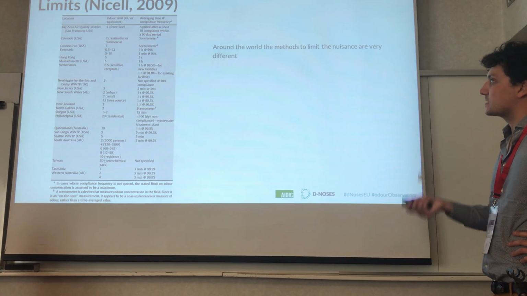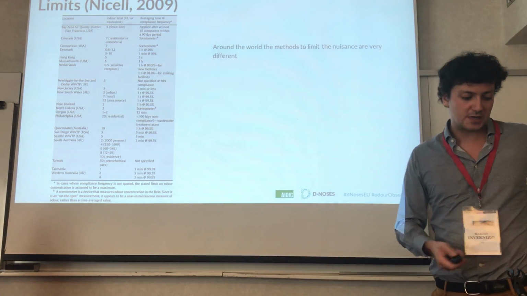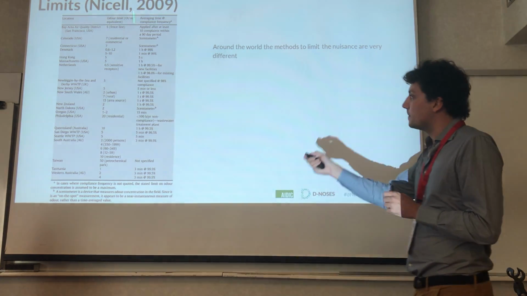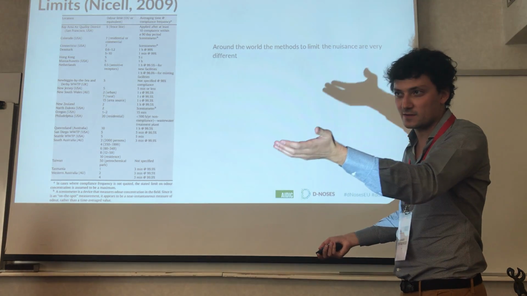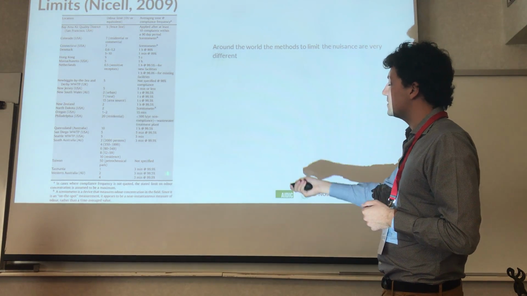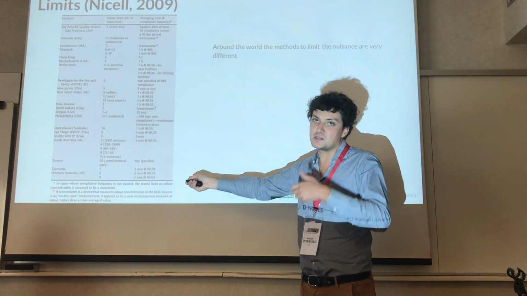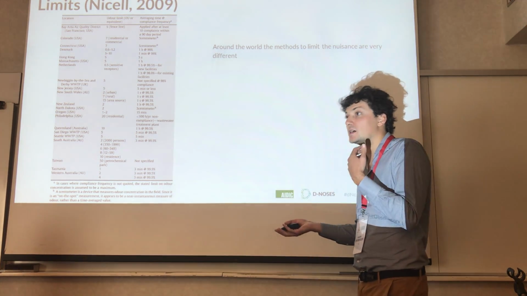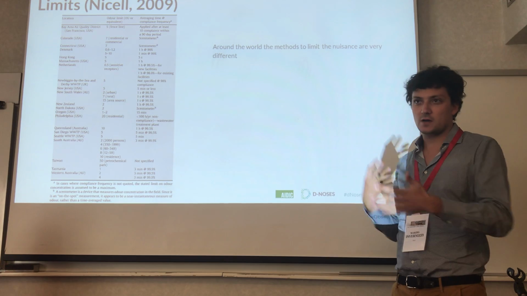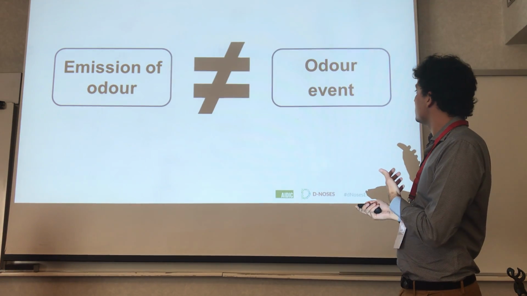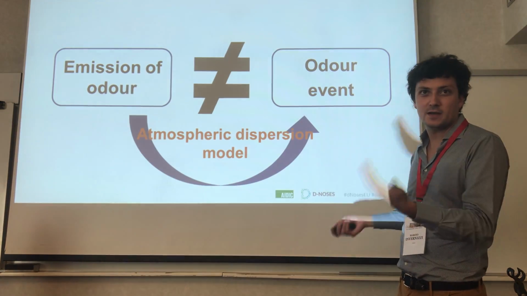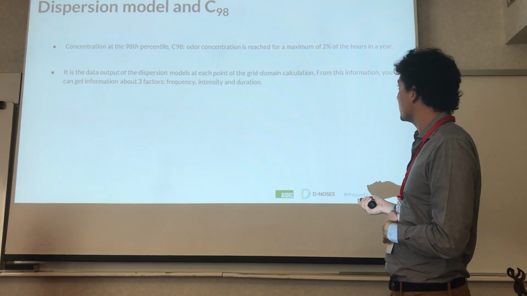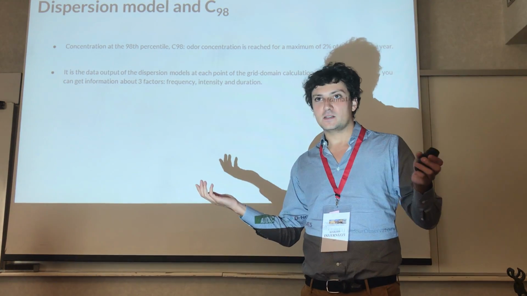These are some examples of limits, quite old, reported in the publication that I quoted before. As you can see, they are very different as a concentration, as a representative of intensity, and also in frequency, because of the percentile which is considered, and in duration, because the averaging time represents somehow the duration of the odor events at the receptors. Usually the method considers the atmospheric dispersion model. But I guess I can stop here because time is finished. If you have questions, I'm here.